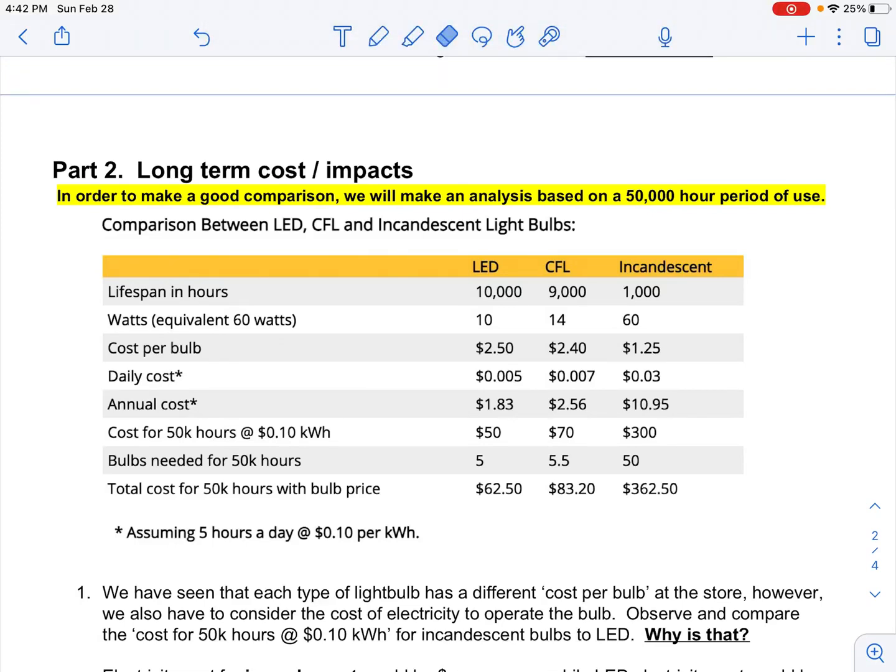Okay, here we go. Part two, long-term costs and impacts. So what we're looking at here is we are going to add some more information. We've already looked at the cost of the bulbs, the lifespan of the bulbs, and the wattage. We're just adding a little bit more information to our table. We want to make a long-term analysis of the usefulness of these bulbs and see if we can make a good comparison. So we're using the number 50,000 hours of use.